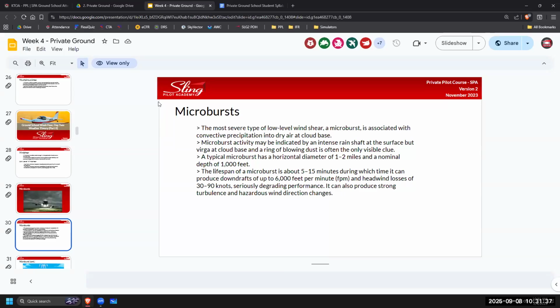I haven't heard of anyone here seeing a microburst in the area. I think it's pretty rare, but I don't actually know.